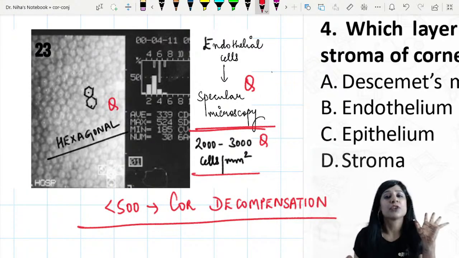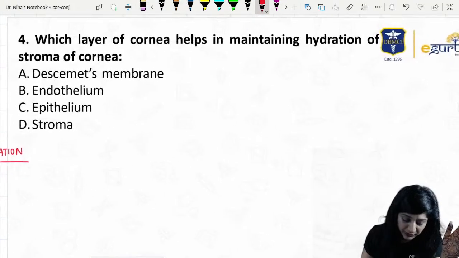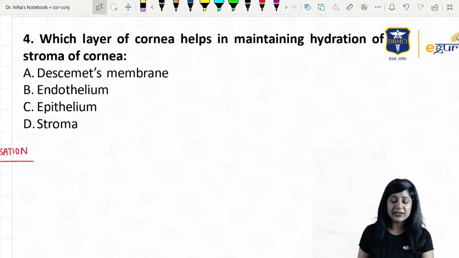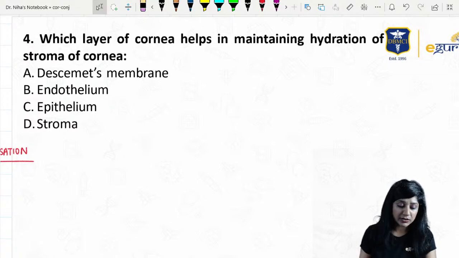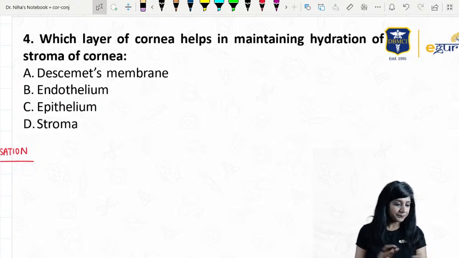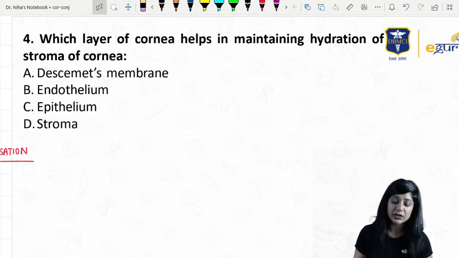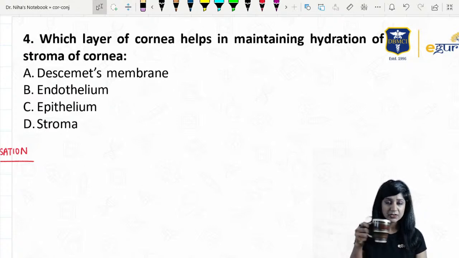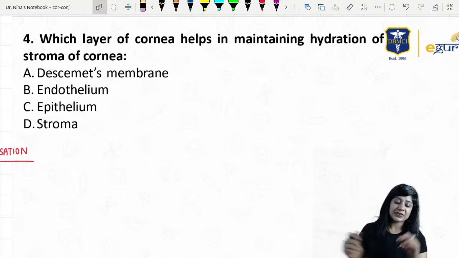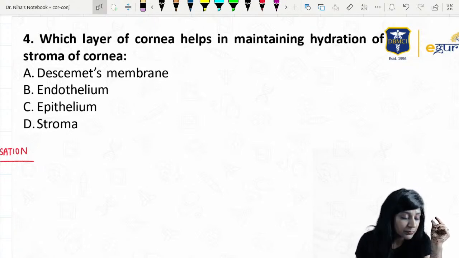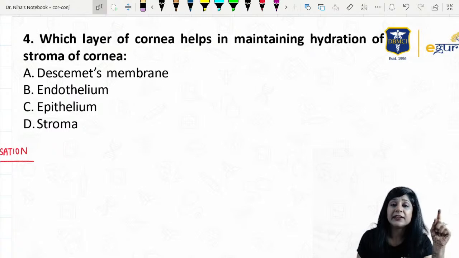So the layers of the cornea we have done. Now, anybody who can tell me the answer to this question: which layer helps in maintaining the hydration of the stroma of the cornea? We have learned about the layers. Is it the Descemet's membrane, the endothelium, the epithelium, or the stroma? Please answer. Help me answer this question. Which layer will help in maintaining the hydration?